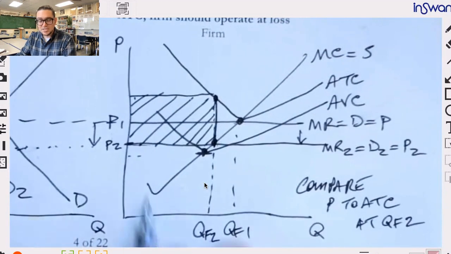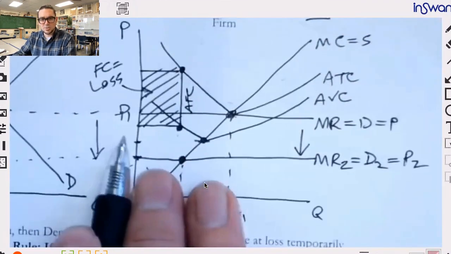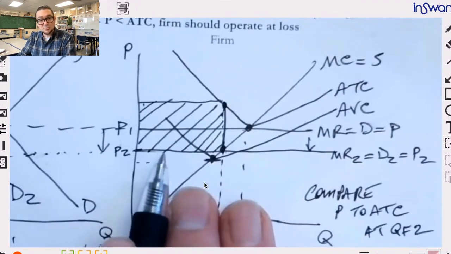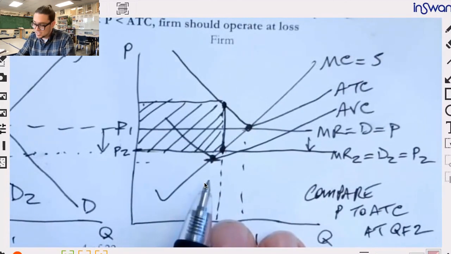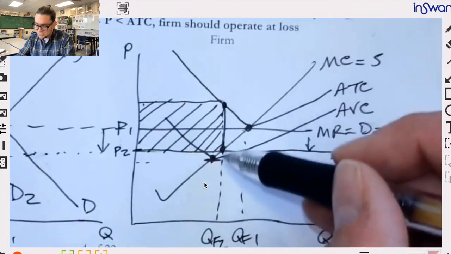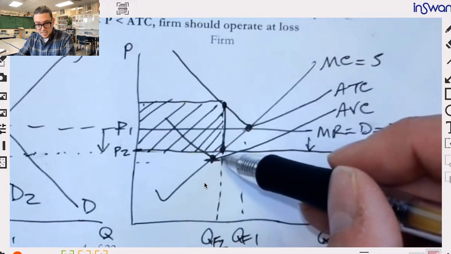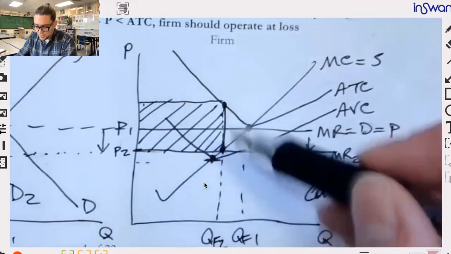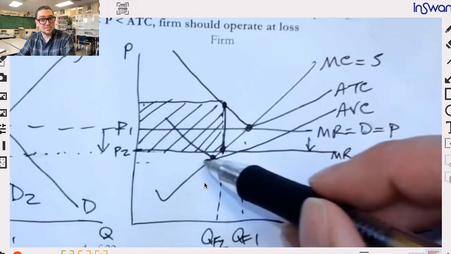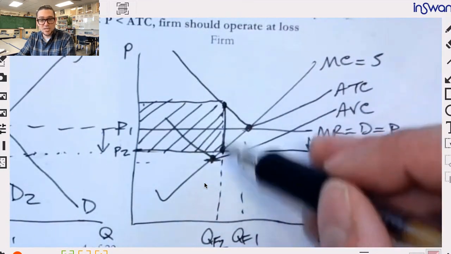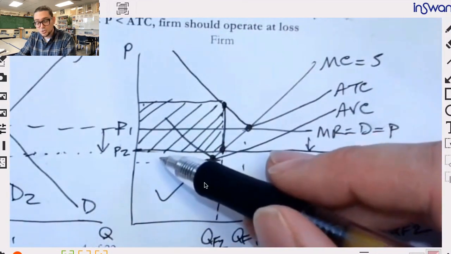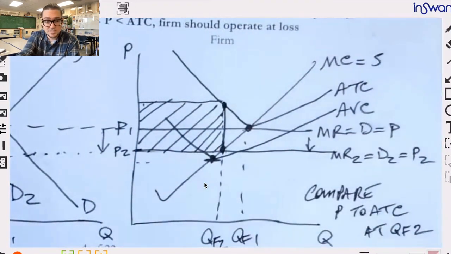Now, this amount, even though visually it seems like a larger amount than here, would actually be smaller than if this firm shut down. If this firm shut down, then the fixed cost would actually go all the way down to this AVC and over. And so the fixed cost would actually be larger than this amount of this loss. So if we had just shut down, we'd actually lose more money. So we should operate at a loss temporarily in this circumstance.